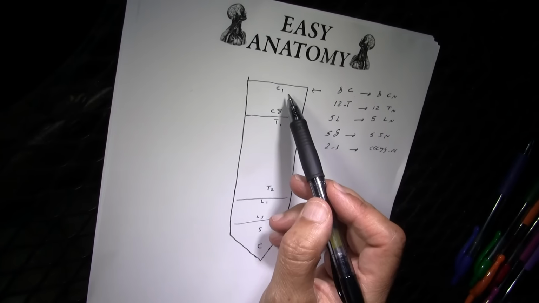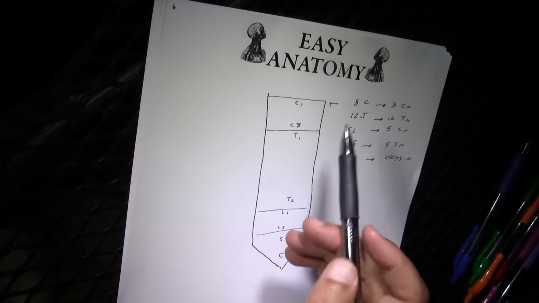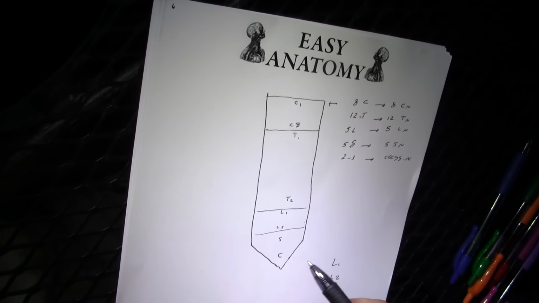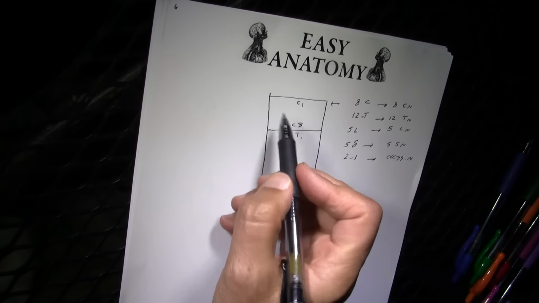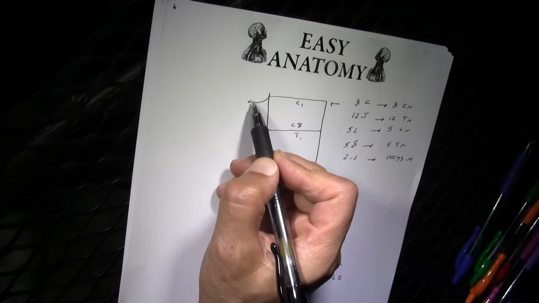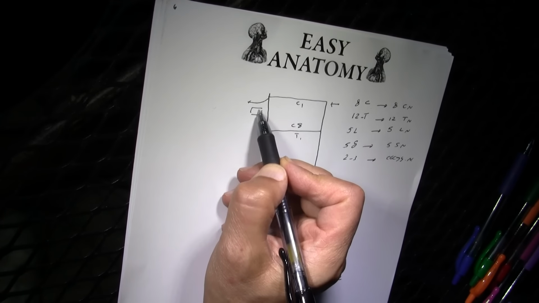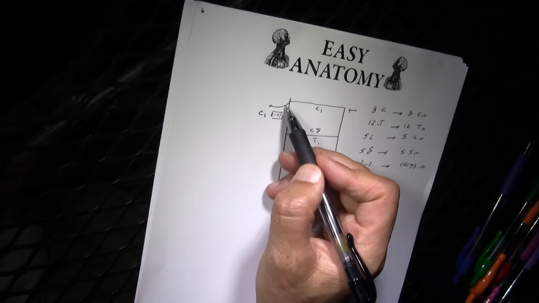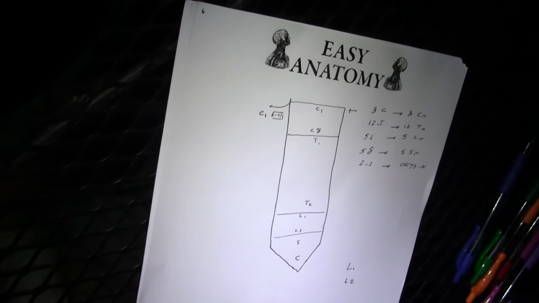You will see that the spinal nerves coming from cervical segments usually exit above the corresponding vertebra. Like C1, you will see it exit above vertebra number 1. So this is vertebra number 1, C1. So the C1 nerve exits above vertebra number 1.